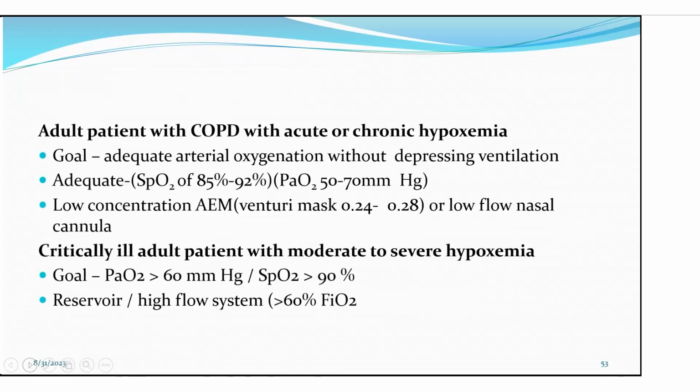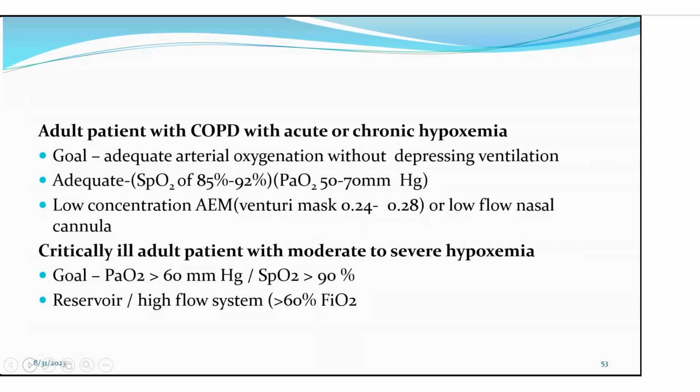As I had earlier repeated, we come back to the adult patient with COPD with acute or chronic hypoxia. The goal is to have adequate arterial oxygenation without depressing ventilation. An SpO2 of 85 to 92% is very good for COPD. It's very bad when we see patients coming with COPD on an NRM, because we end up retaining a lot of CO2.